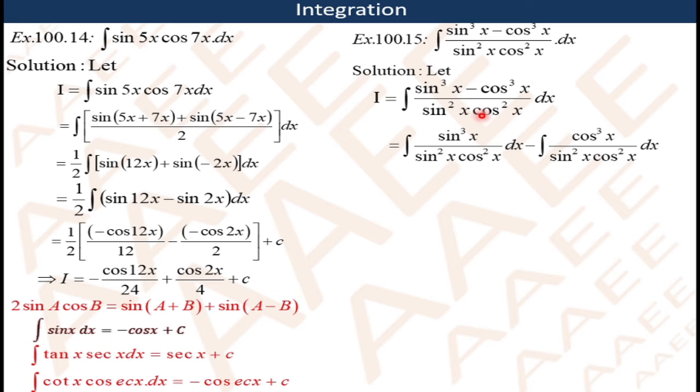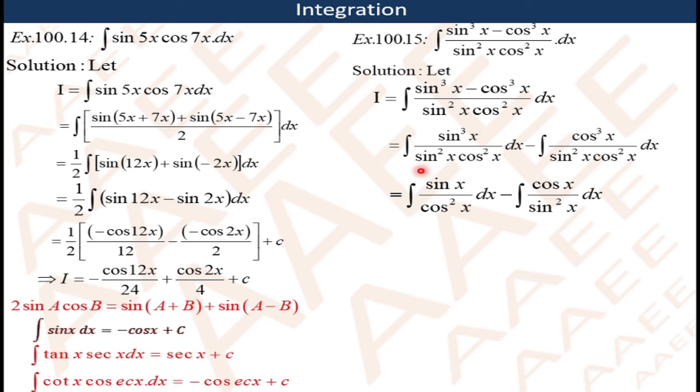To simplify it, let us split this into two separate integrals such that sine cube x and sine square x will get cancelled, and cos cube x and cos square x will get cancelled in the other term. So integration of sin cube x upon sin square x minus cos square x dx minus integration of cos cube x upon sin square x into cos square x dx.